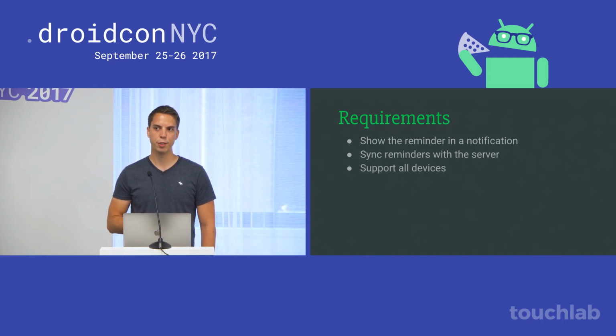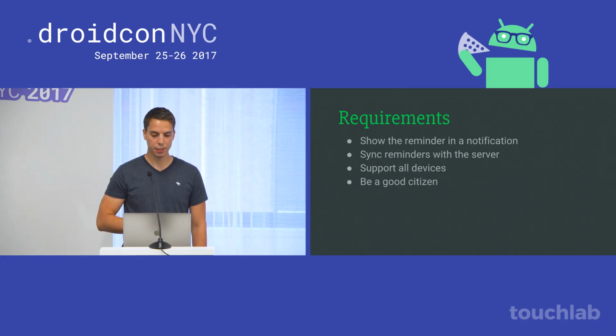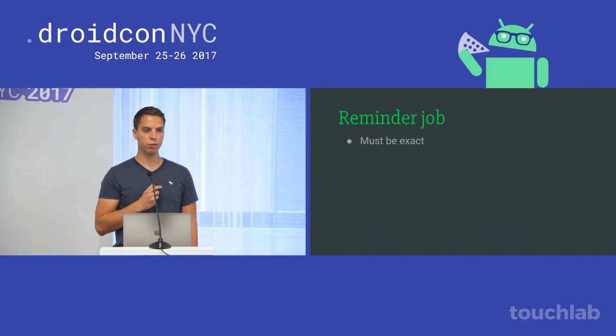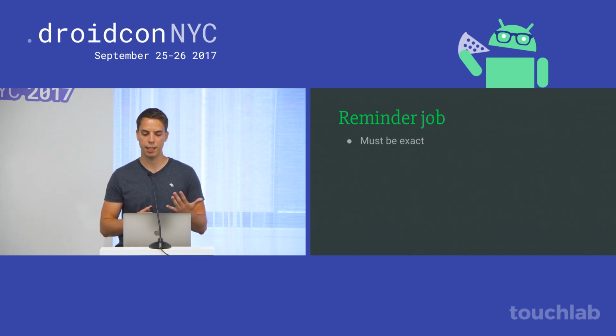And of course, we try to implement this in the best way, and we don't want to waste any resources unnecessarily. So let's start with the reminder job. The reminder job, the most important requirement is that it must be exact. So we want to show the notification at a given time. We don't want to show it 5 minutes earlier or 10 minutes later. No, it must be exact.